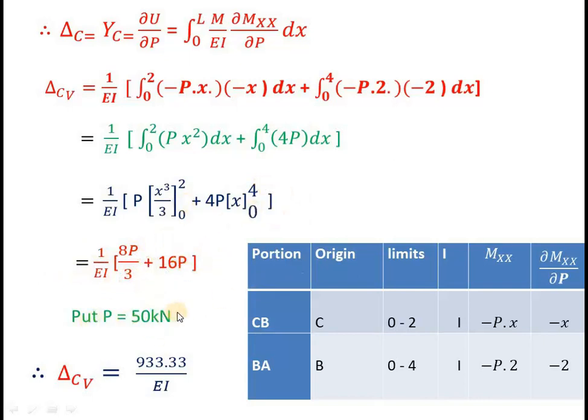Substitute now P equals 50 kN, because we have already considered the 50 kN as P. Then you will get the vertical deflection as 933.33 divided by EI.